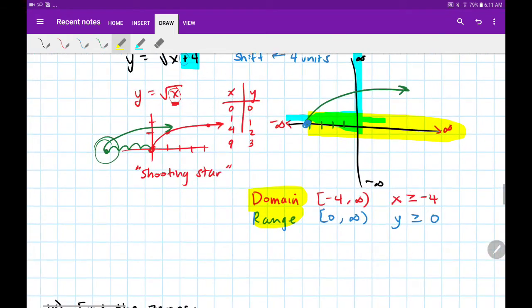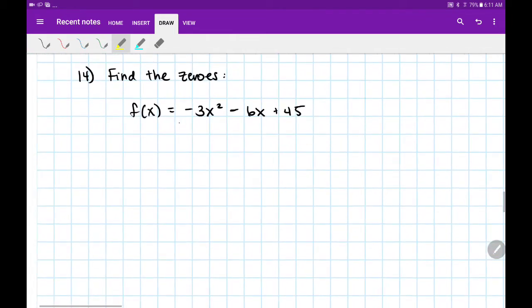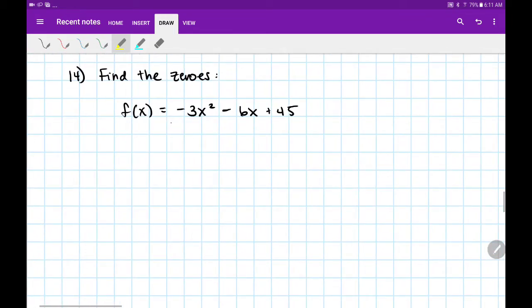Let's go to number 14. So the instructions are easy enough. It says find the zeros. But what's a zero? A zero is another word for x-intercept, or the roots of a function.